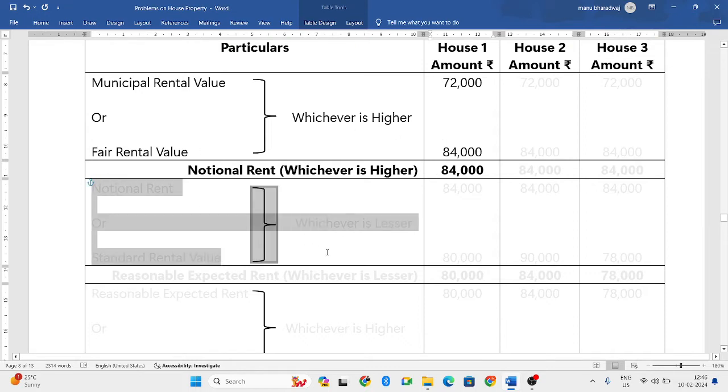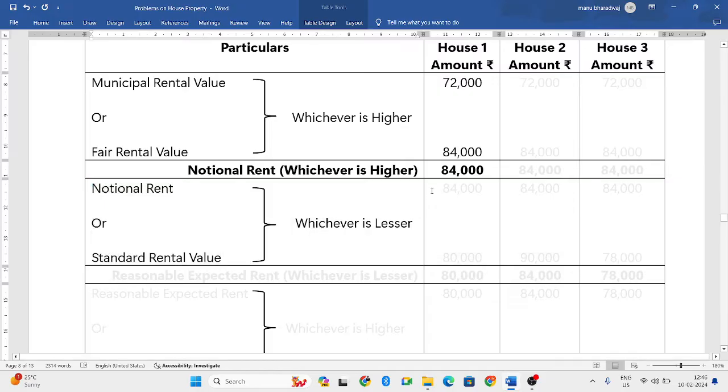Next, that notional rent will be compared with standard rental value.